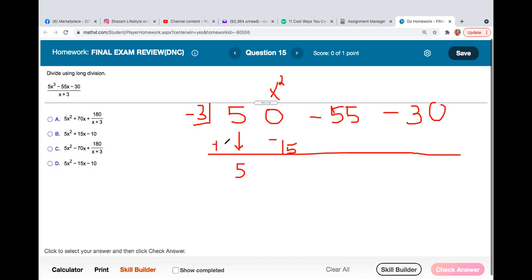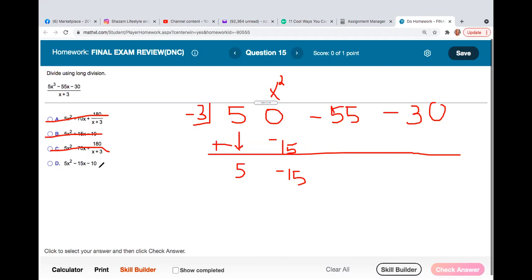If I'm adding 0 and -15, that's going to give me a -15. So looking at the answer choices, we're working smart, not hard. That means that the answer cannot be this one. It cannot be that one. It cannot be that one. So just like that, that's your answer.